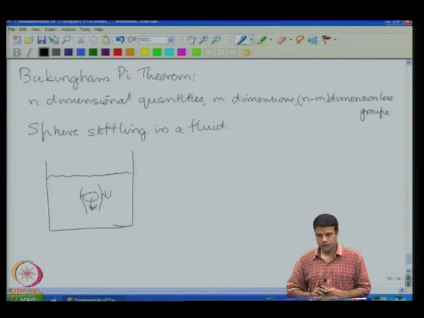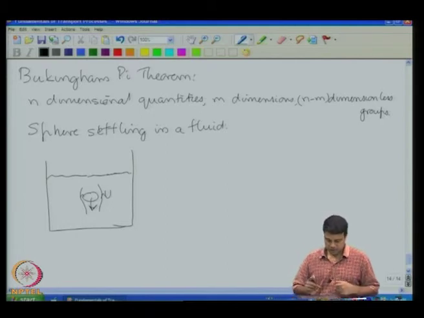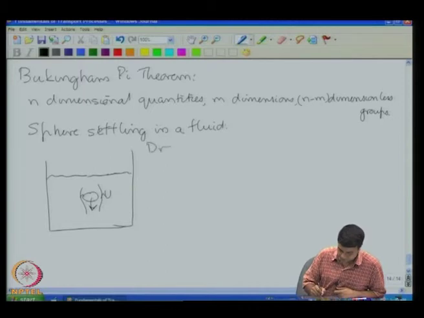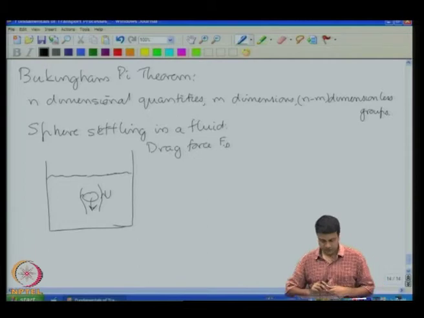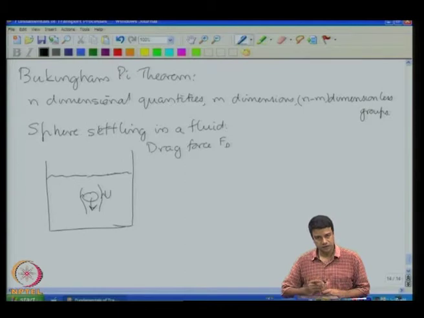So our task is to find out what this drag force, Ft, is. If I know what the drag force is, and if I know what the force due to gravity is, and if I know what the force due to buoyancy is, then from the relation mass times acceleration is equal to sum of forces, I can then find out the rate at which the sphere settles. So now the task is to find out what the drag force is.